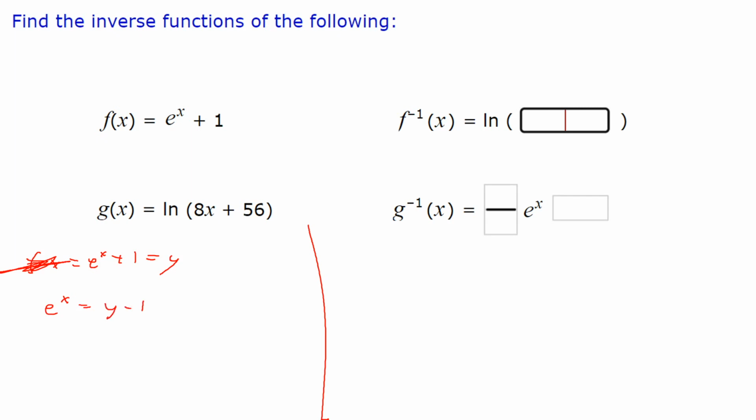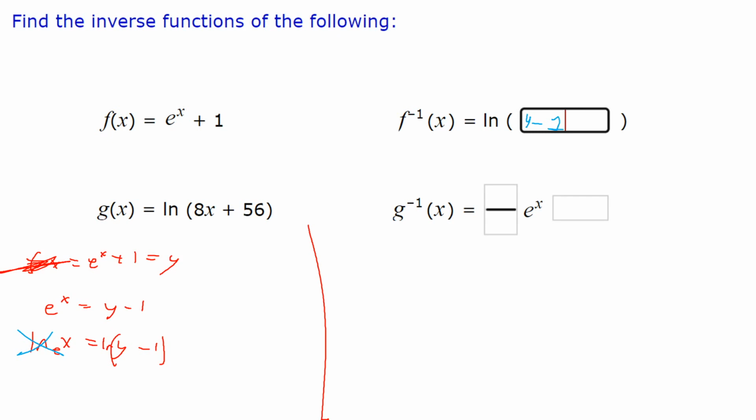And now we need to do the reverse because it's the inverse function. So we're doing ln of both sides: ln of e to the x, which is equal to ln of y minus 1. And because it's ln of e to the x, the ln and the e will cancel out. So this is the same as ln of y minus 1. Okay?